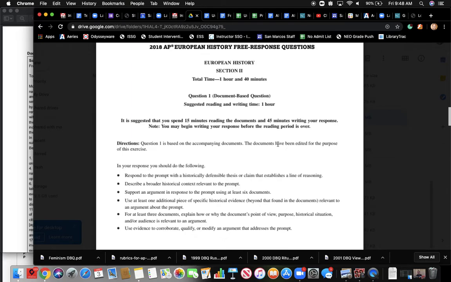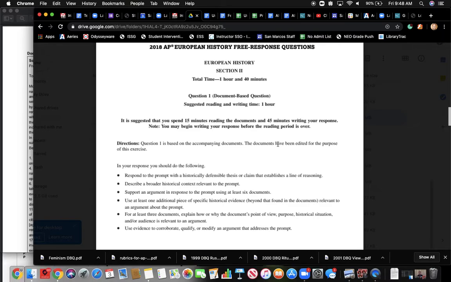The documents have been edited for the purpose of this exercise. I want you to see that, because what that means is that the documents have been edited to make sure that the answer to the question is there. They're not giving you trick documents. The documents might be difficult. The documents might give you multiple interpretations, but the documents have been edited so that you can answer the question. They're not trying to trick you.